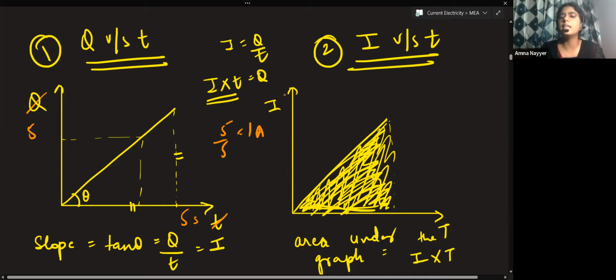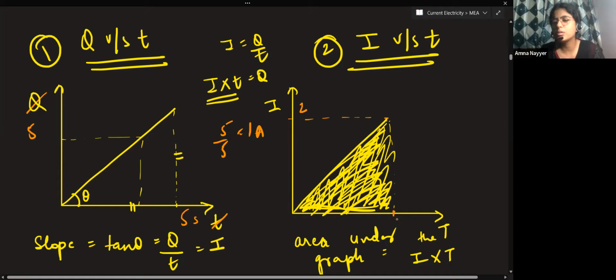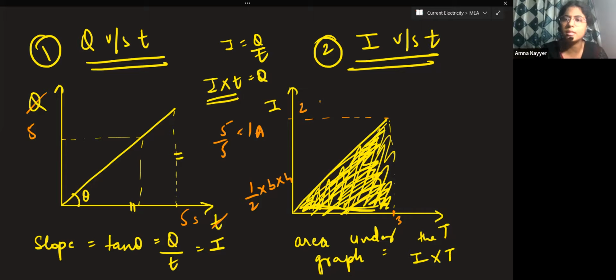Or similarly, it can be asked like, this part is given as 2, time is given as supposedly 3 in this, and then you are asked to calculate the current. So the charge is given by the area of the triangle. So you can directly use half into base into height, that is half into 2 into 3, that gives you 3 coulombs. Clear, Fahad?